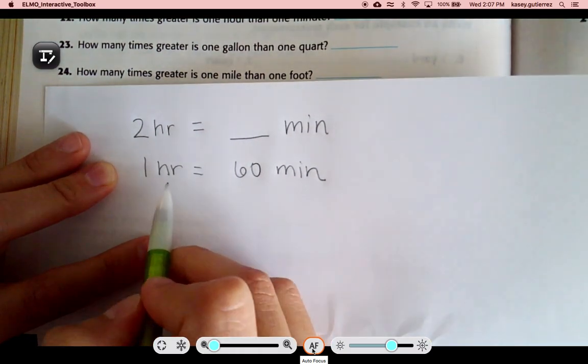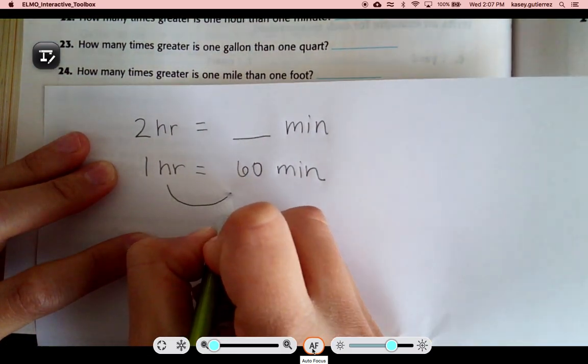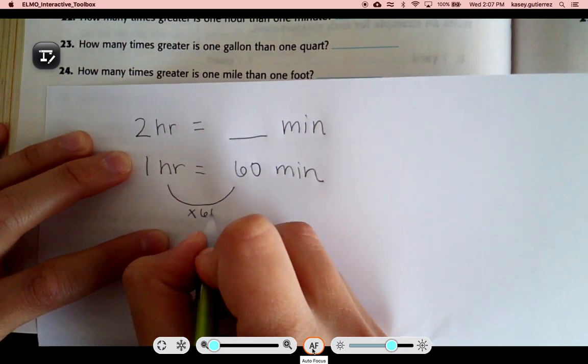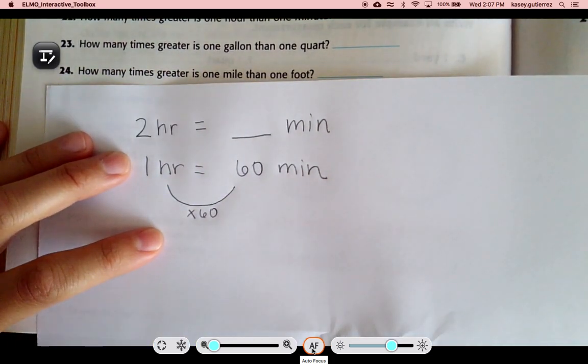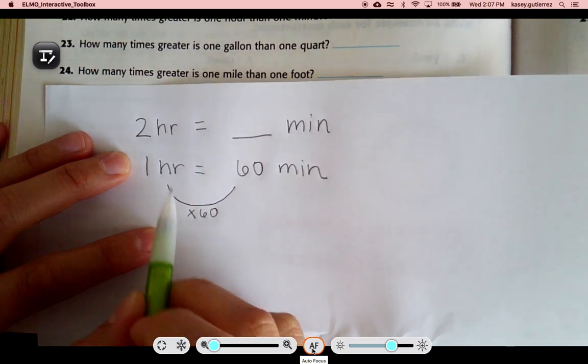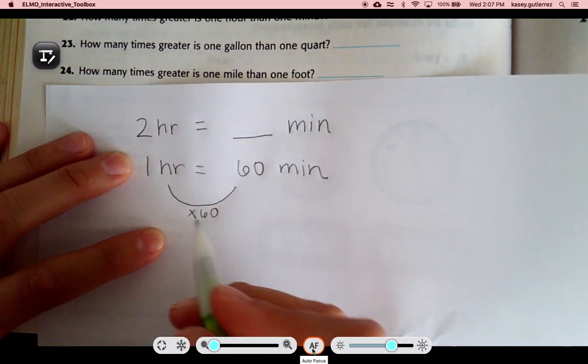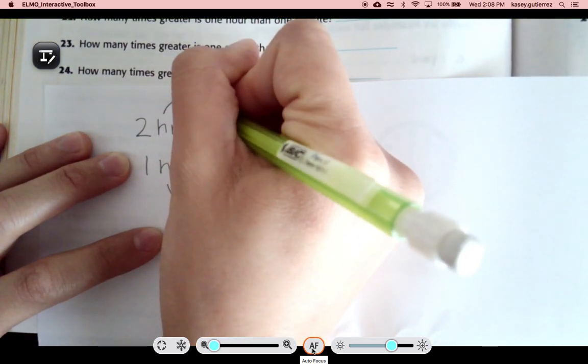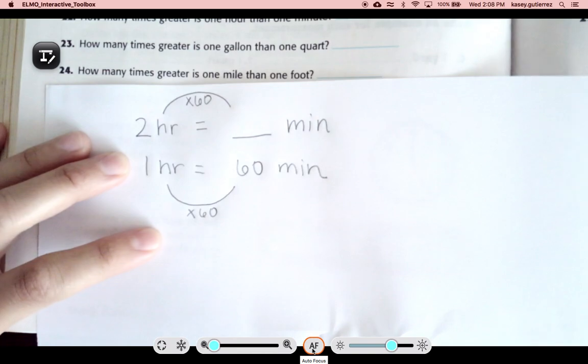How did we get from here to here? We multiply. When we're converting, we either multiply or divide by 60. So that means whatever we did here, we can also apply it to find out how many minutes are in 2 hours. You're going to multiply by 60.